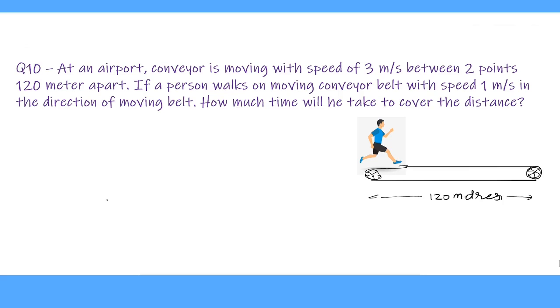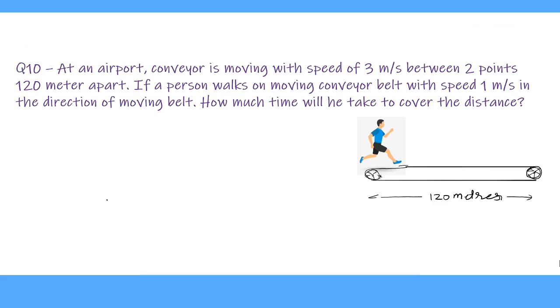Question 10. At an airport, a conveyor is moving with a speed of 3 meter per second between 2 points 120 meter apart. If a person walks on the moving conveyor belt with speed 1 meter per second in the direction of the moving belt, how much time will he take to cover the distance?